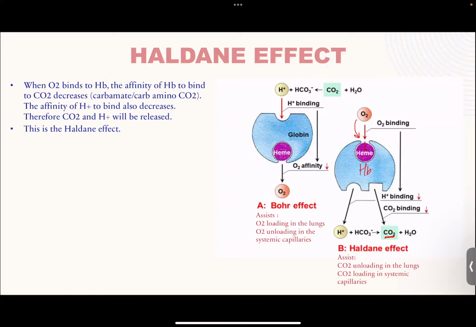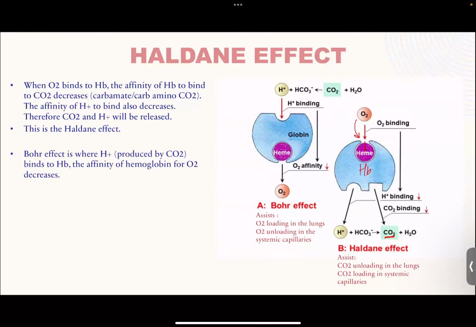What about the Bohr effect? These two go hand in hand, okay? The Bohr effect is where an H plus ion, which is produced because of CO2, as we've seen in the reaction before, binds to the hemoglobin. And we said it causes a conformational change, right? The conformational change is going to decrease O2 affinity. So you let go of the O2. It's not bound to the hemoglobin anymore.